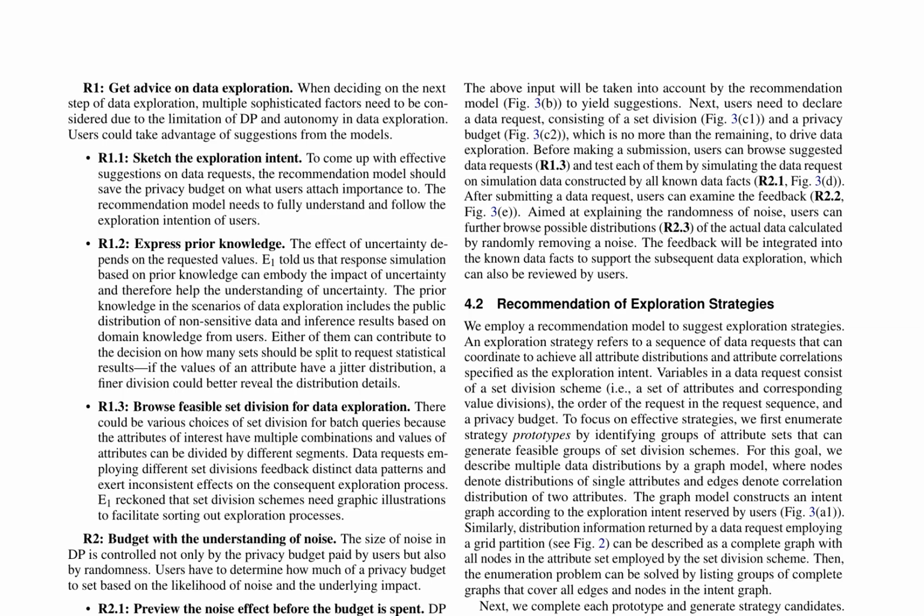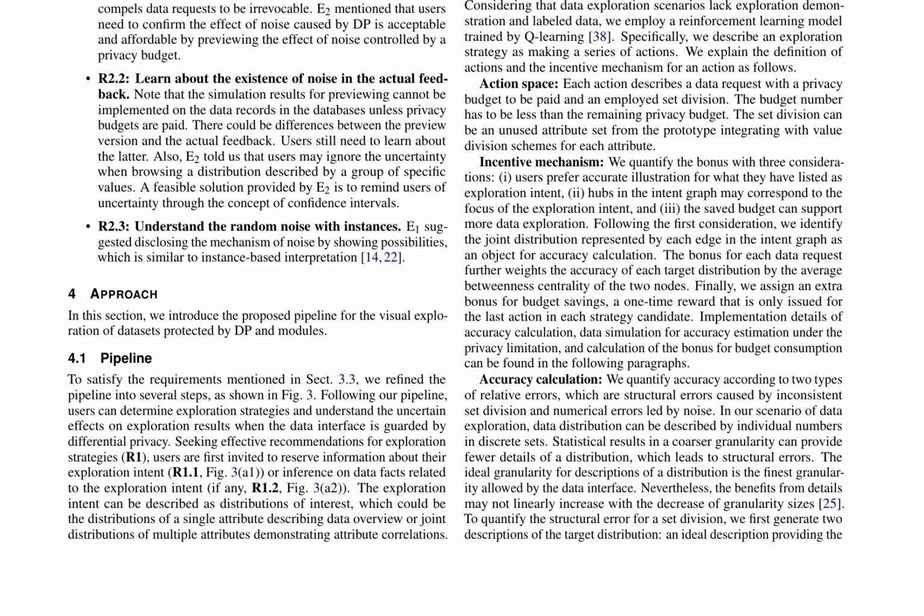To focus on effective strategies, the model utilizes a reinforcement learning approach trained by Q-learning. The exploration strategy is described as making a series of actions, where each action describes a data request with a privacy budget to be paid and an employed set division. The incentive mechanism for an action is based on three considerations: users' preference for accurate illustration of the exploration intent, the importance of hubs in the intent graph, and the saved budget for further data exploration.